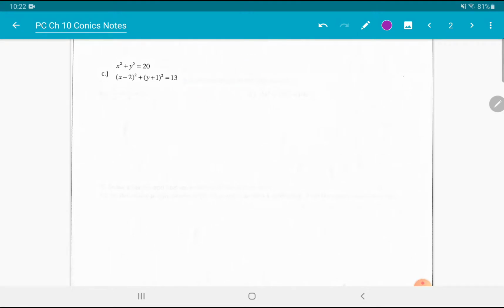Now, as I see how I want to solve this problem algebraically, I don't think substitution really makes a whole lot of sense right now, right? Because I see an x squared and y squared, but the other one doesn't quite have that x squared or y squared. So instead, I'm going to use elimination. To do elimination, I'm going to multiply everything through. We'll get x squared minus 4x plus 4 plus y squared plus 2y plus 1 equals 13. We're going to combine that with our second equation, x squared plus y squared equals 20. I'm going to subtract those equations from each other.